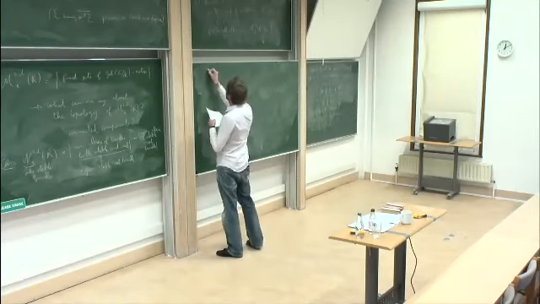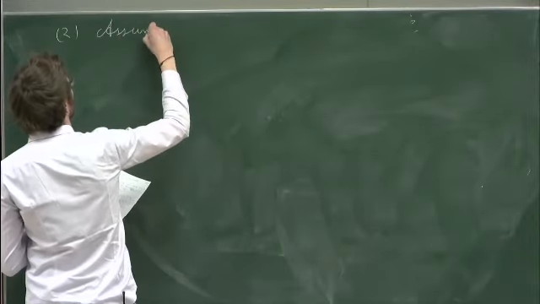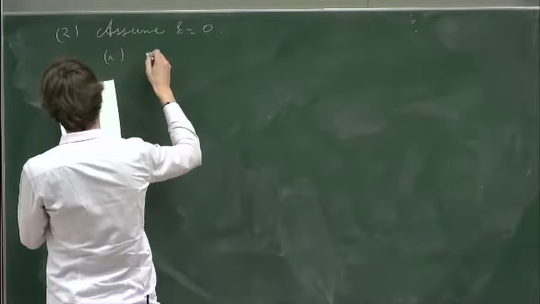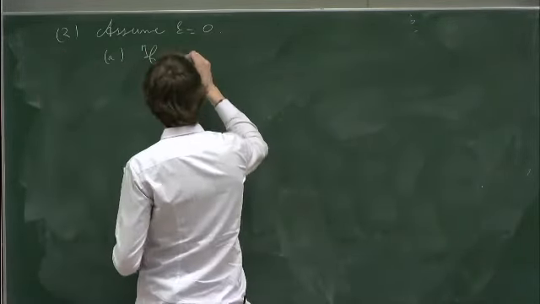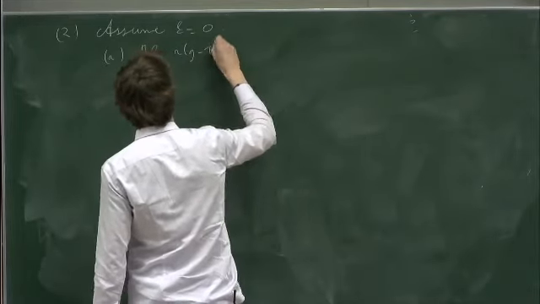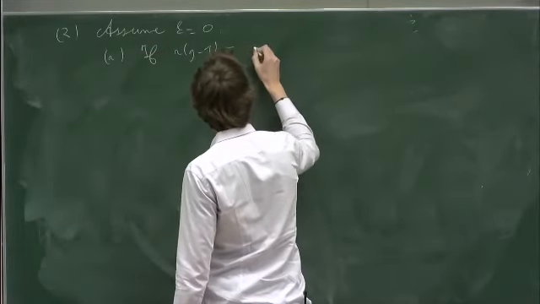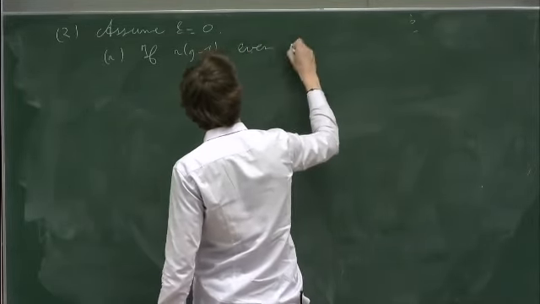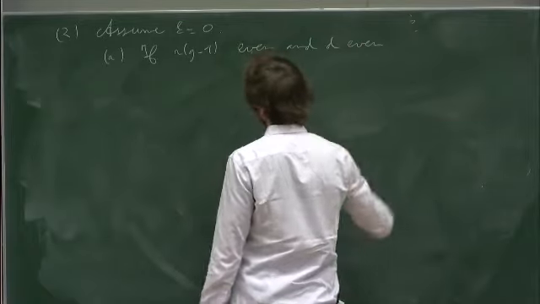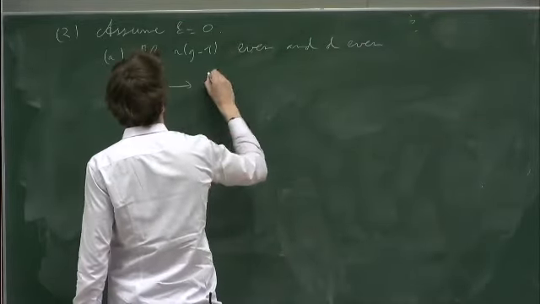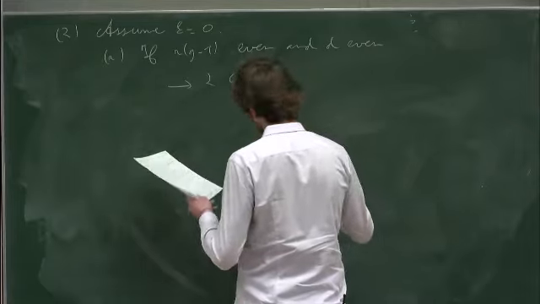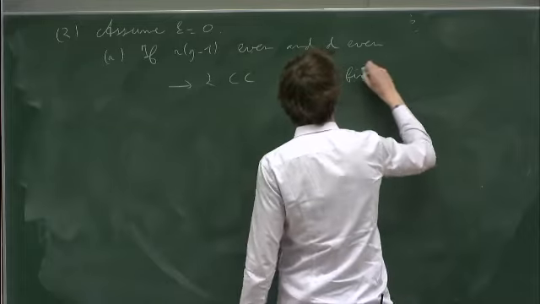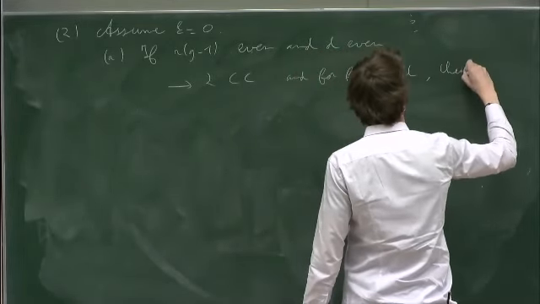Okay, and then the remaining cases. So this is when the curve has no real points. Then the conditions are a bit difficult to write down. So if this integer is even, and the degree is even, we have two non-empty connected components. And for fixed R and D, they are homeomorphic.